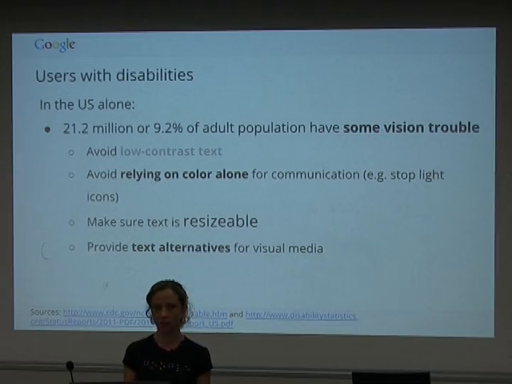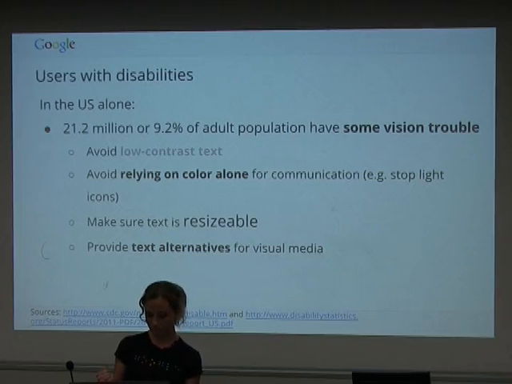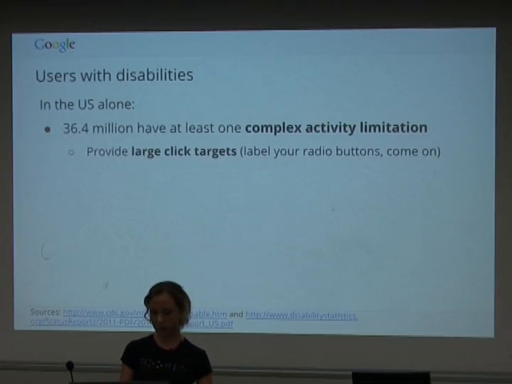Providing text alternatives for visual media. So this is again for someone whose vision is so poor that they are unable to see images. All right, so again, in the US, 36.4 million people have at least one complex activity limitation.